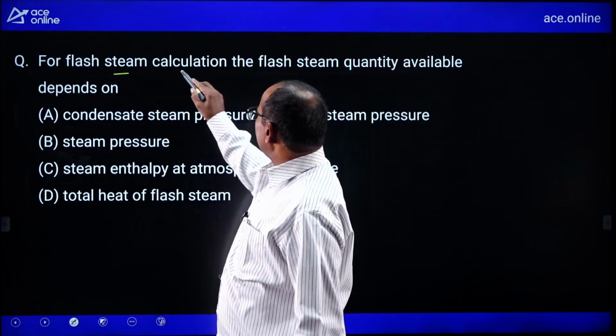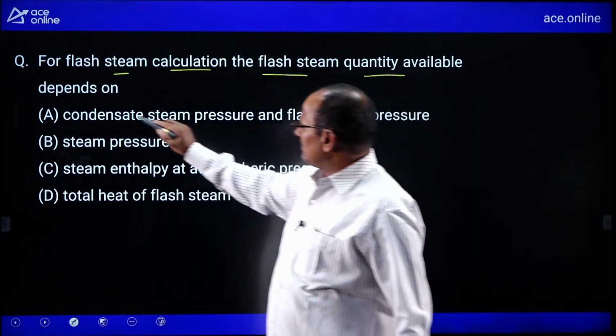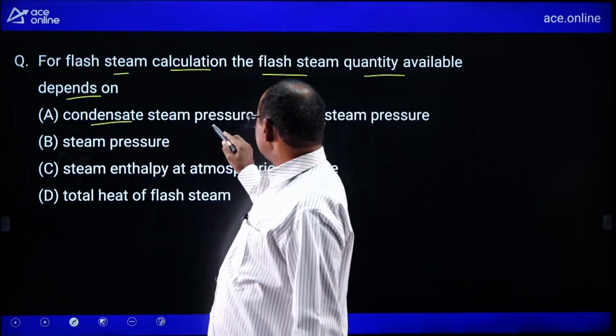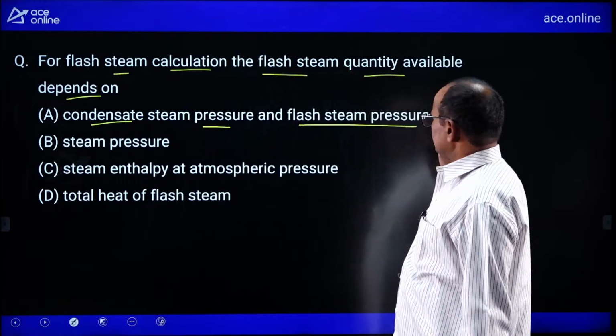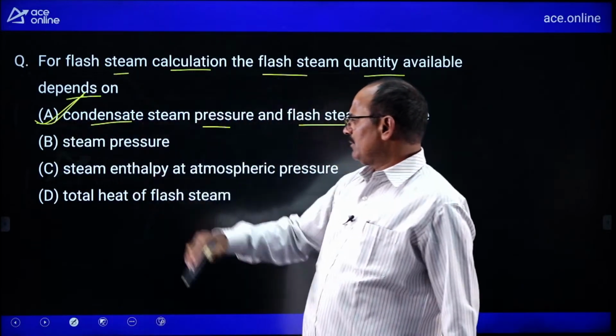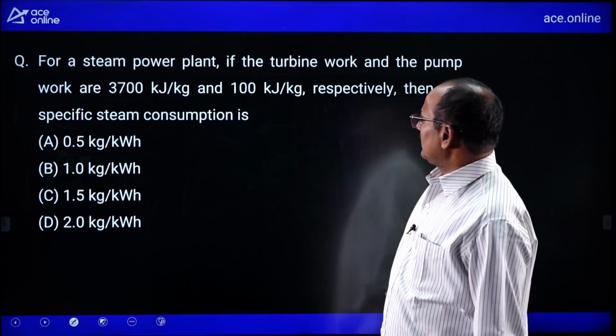For a flash steam calculation, the flash steam quantity available depends on the condensate steam pressure and flash steam pressure. Option A is absolutely correct. You don't even need to read the remaining options, A is correct. Now look at the next one.